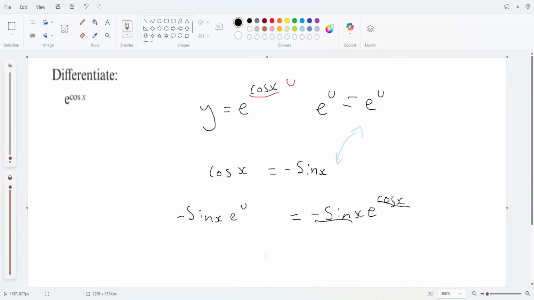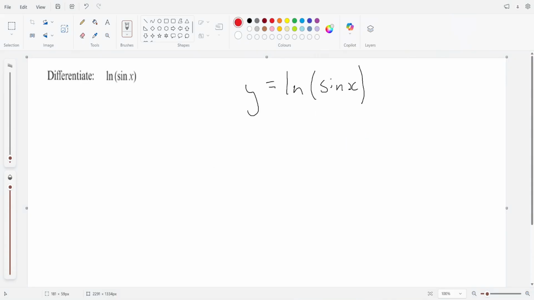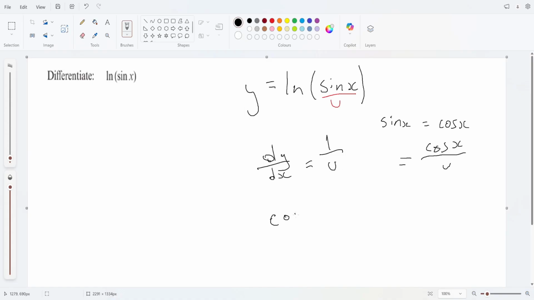So moving on to another chain rule question. So this one does look a bit more confusing, but it's actually not too bad. So again, if I go with my u strategy, if I let this equal u, then it would just be y equals ln u, and if you differentiate that, it's just going to be 1 over u, right? But we haven't actually done anything with u yet, so then we differentiate it, and sine x differentiates to cos x. So then you multiply this by this, so it would be cos x over u, so cos x over sine x, which is equal to cot x.